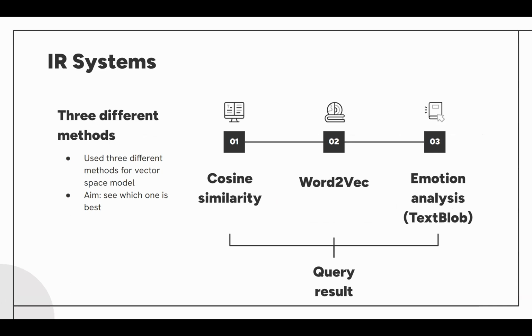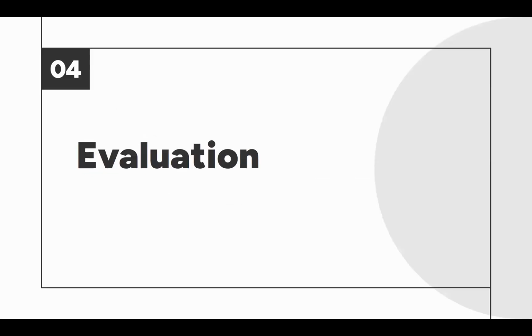The IR systems that we used were 3 different methods. One was a classical vector space model with cosine similarity. The second one was Google's word2vec. And the third one was an emotion analysis called TextBlob. And these all return different query results. And our aim was to see which of these were the best, which I can talk about in the evaluation.